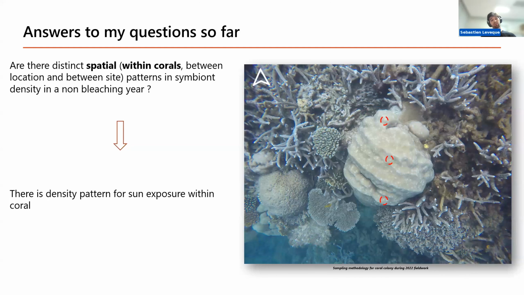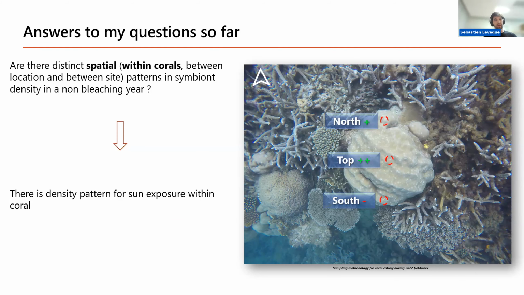And then when we move on to the individual aspect, within the coral, there is a sign of a density pattern for the sun exposure. We observe much more density on the top of the colony rather than the south, which is linked to the pattern of the sun exposure in the southern hemisphere. So this might need more investigation to validate this observation, but we will try to explore that in the near future.